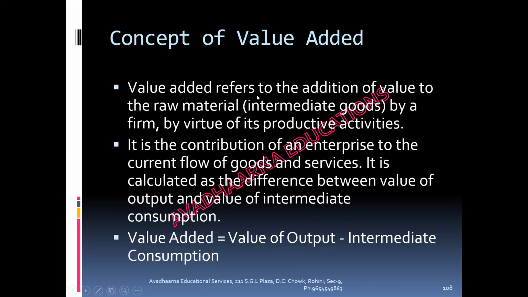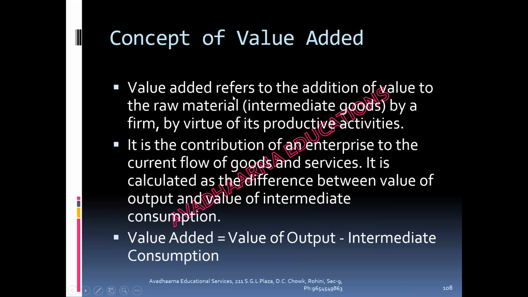Value added refers to the addition of value to the raw material, that is intermediate good, by a firm by virtue of its productive activities. Beta, what do producers do? Producers purchase raw material, process it, convert that raw material through processing into finished goods, and then finally sell the product to the ultimate customer.